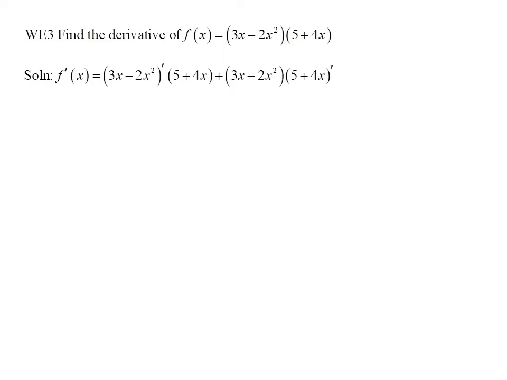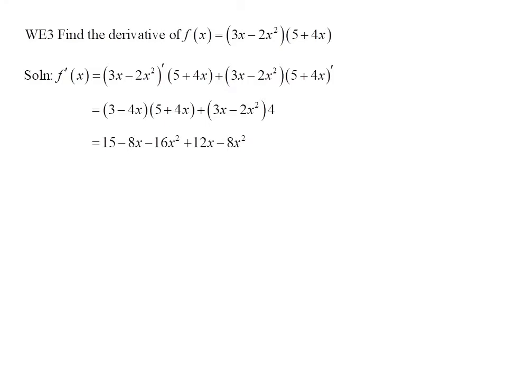So f′(x) equals the derivative of (3x − 2x²) times (5 + 4x), plus (3x − 2x²) times the derivative of (5 + 4x). This expression can be simplified to (3 − 4x)(5 + 4x) plus (3x − 2x²) times 4.